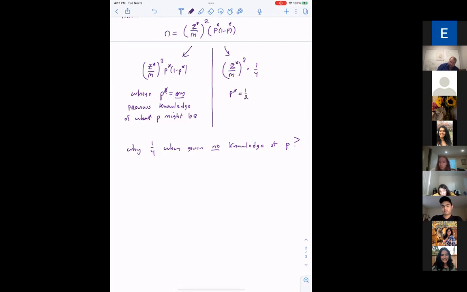So you have two options. Option 1, P star is any previous knowledge. Option 2, it's 1/2. Which is where you get 1/2 times, because then what's 1 minus P star if P star is equal to 1/2?